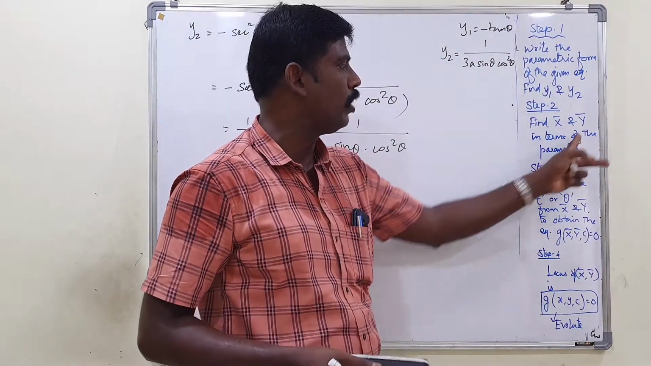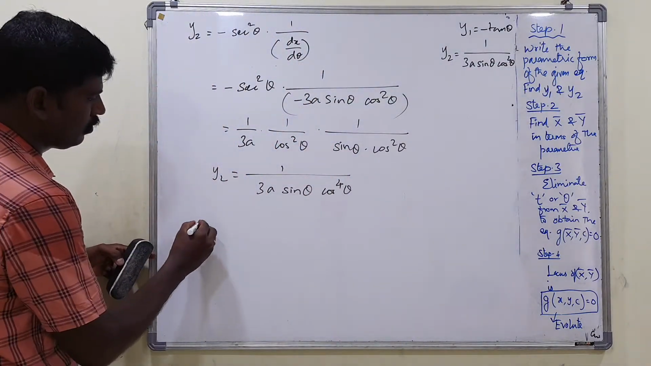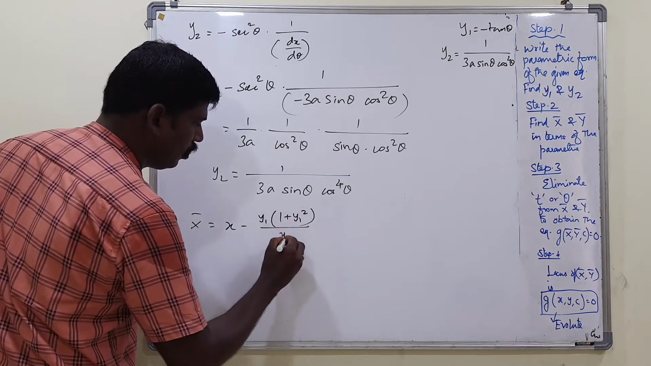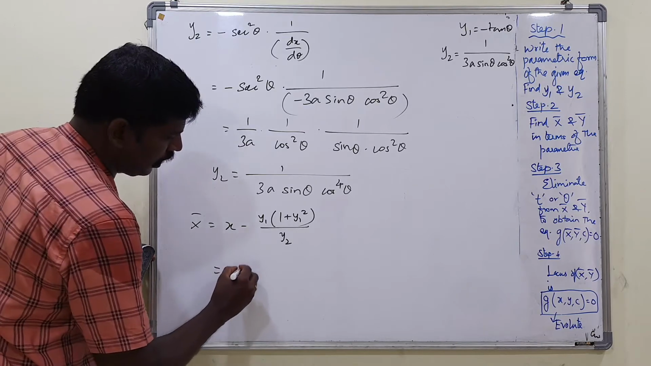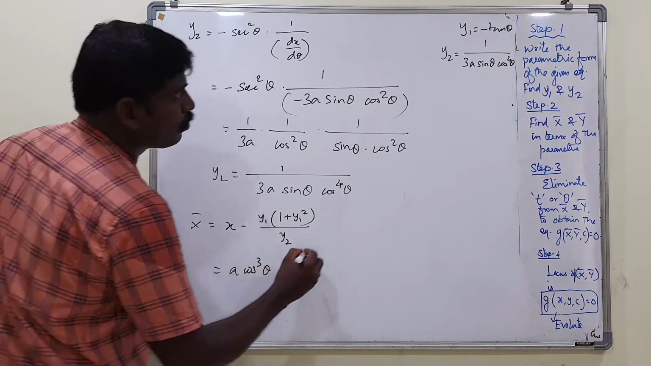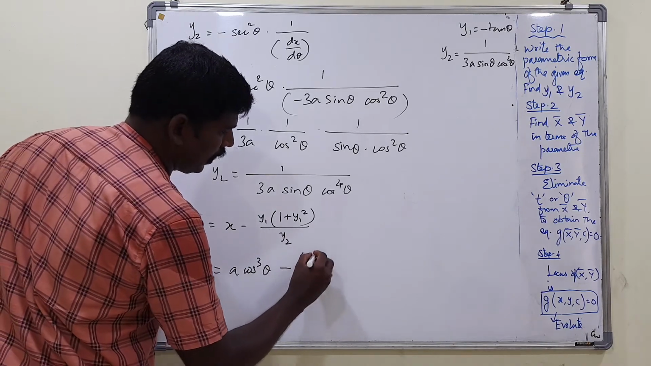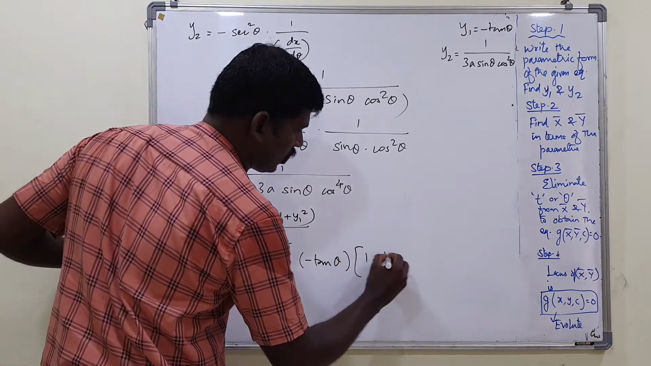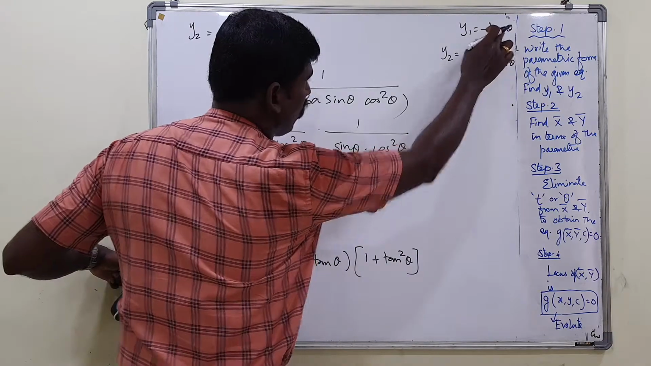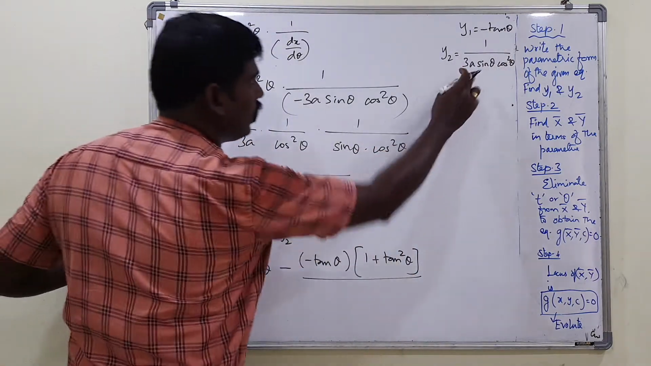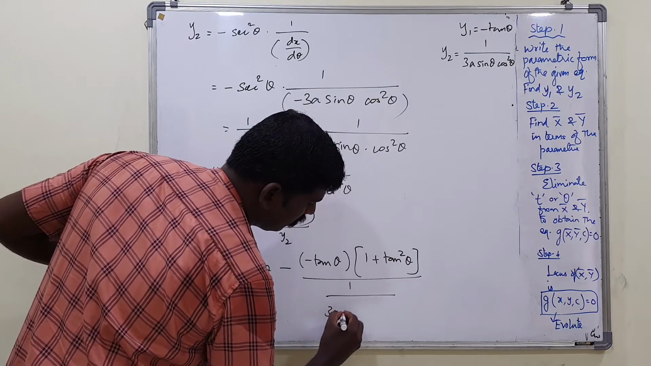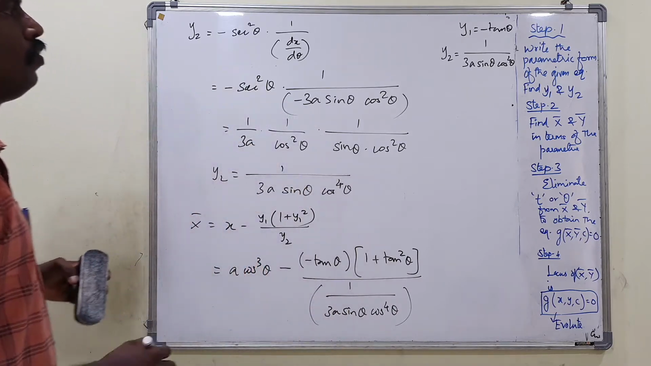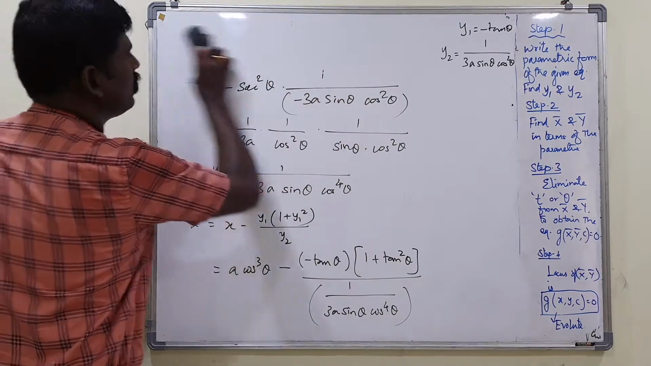Now, I am going to find x bar and y bar in terms of theta. What is x bar? X minus y1 into 1 plus y1 square by y2. What is x? A cos cube theta minus what is y1? Minus tan theta. Minus tan theta into what is y1 square? 1 plus tan square theta, isn't it? Square of this value by y2. What is y2? 1 divided by 3a sin theta cos⁴θ, isn't it? Now simplify this.